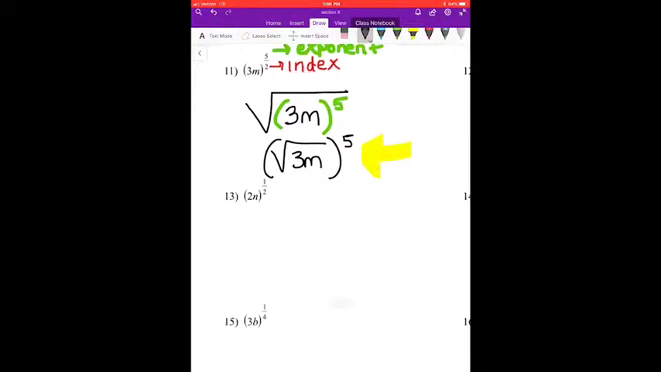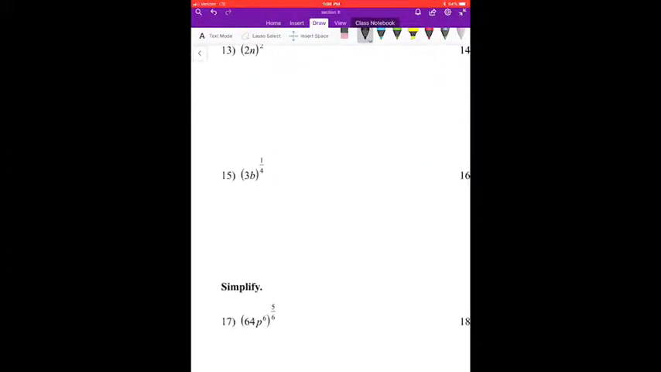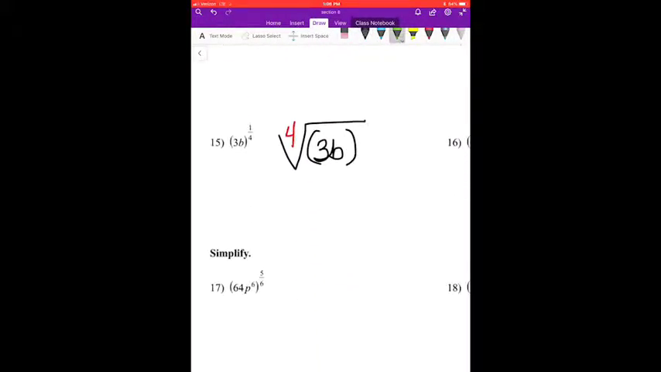All right? So look at 15. What's the index? 4. So the fourth root of 3b raised to the first power. And if your exponent is 1, they're not going to show you that, right? So you would just see the fourth root of 3b. Y'all cool with those? Those are easy, easy points. 17 through 20, we are simplifying.